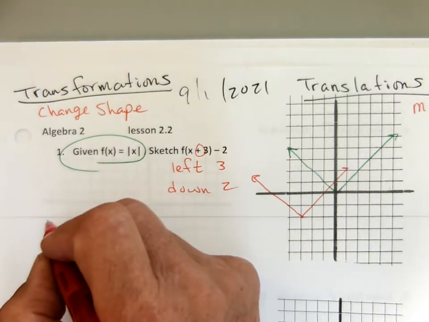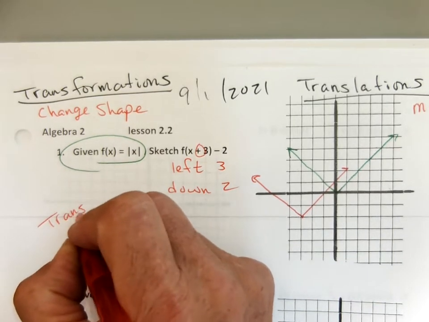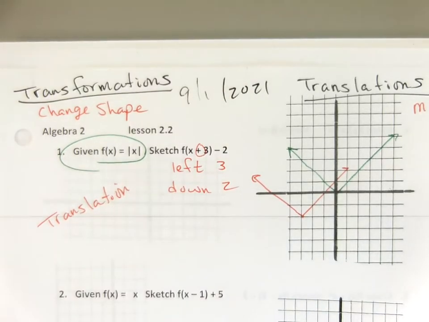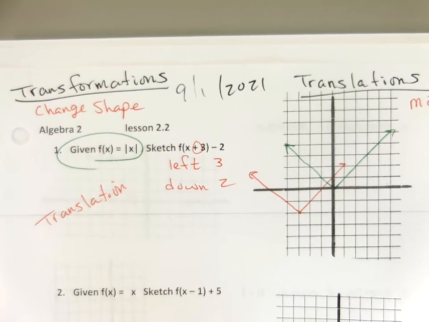This is a translation. What we did is we moved it. That's all we did. We didn't change it. It's not a transformation. We just moved it. Okay? Thumbs up?